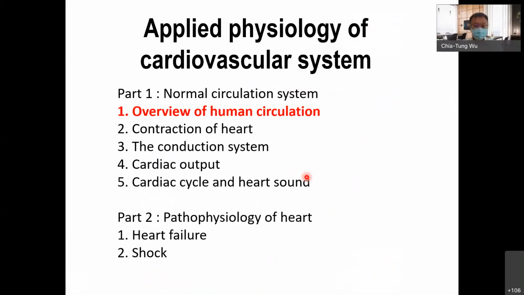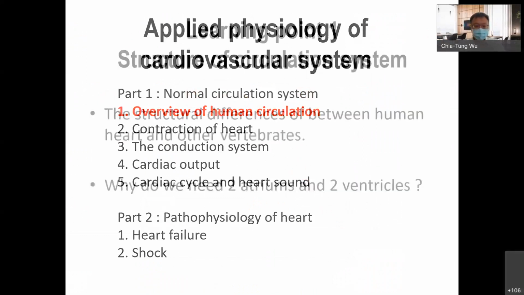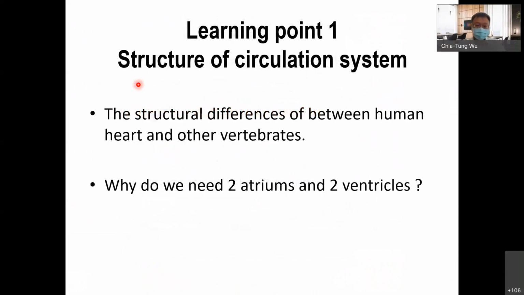So the first part of my lecture is the normal circulation system. In the first session, I will show you the structure of our circulation system. The learning points include the structural difference between the human heart and other vertebrates, and why we humans need 2 atriums and 2 ventricles.